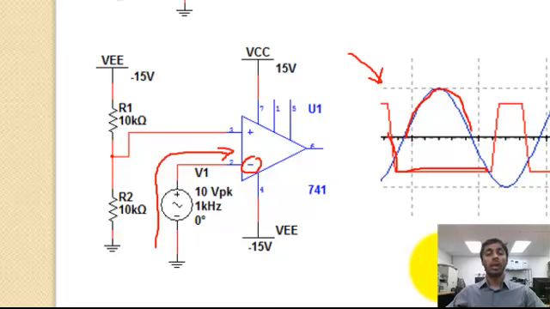The only difference is you are comparing with a negative 7.5 volts in both cases. Instead of having only a positive reference, you are comparing with a negative reference.